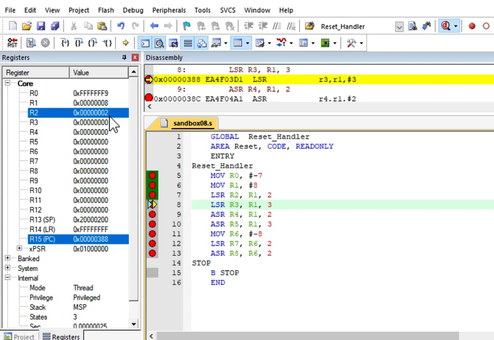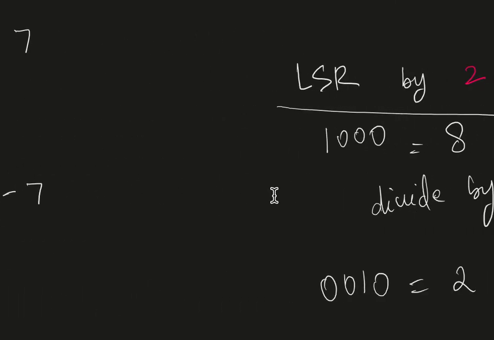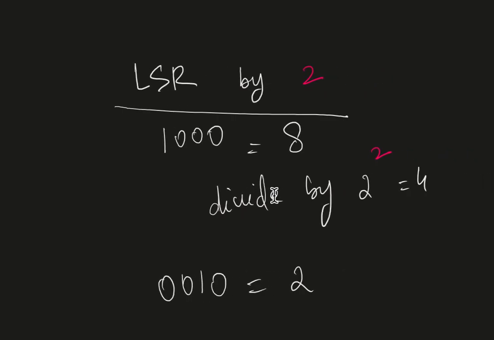The answer is 2, right? So 8 has become 2 after a logical shift right of 2 bits. So what does it mean? Let's deconstruct this and understand what logical shift right means here. So notice this is what's happening. You represent 8. This was our original number, which in binary is 1, 0, 0, and 0.